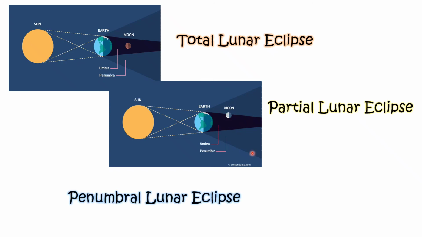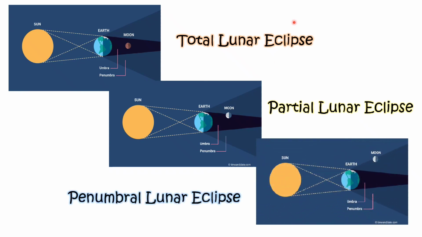And lastly, we have penumbral lunar eclipse. When we say penumbral, it means the moon becomes completely immersed in the penumbral cone of the earth without touching the umbra. That is why it's called penumbral lunar eclipse, because the moon did not touch the umbra shadow. It's only in the penumbra. Okay, understand?